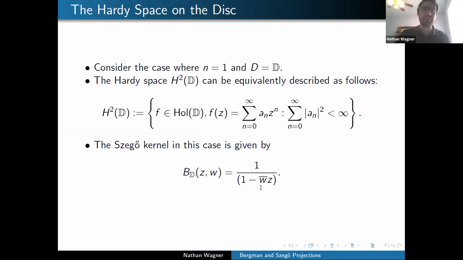And it's the same as the Bergman kernel, except instead of a 2 power there, you have a 1. And you can compute this directly, for example, by using the formula that if you have an orthonormal basis F_n, then you look at the summation of F_n(Z) times F_n(W) bar to get your reproducing kernel for a reproducing kernel Hilbert space.